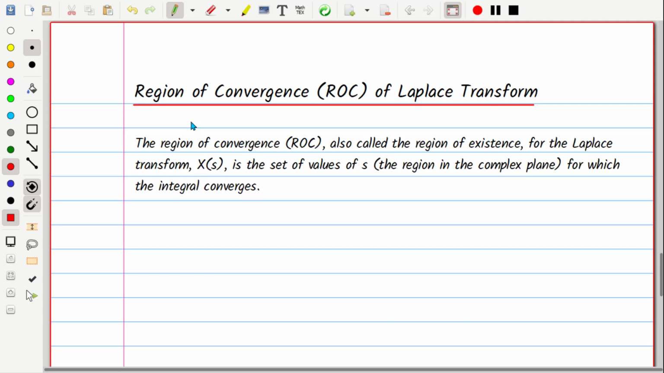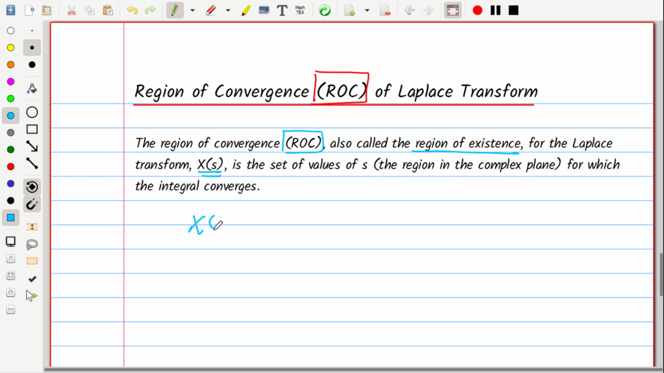In the case of Laplace transform, the region of convergence, also known as ROC, is very important, right? We need to specify the region of convergence along with the Laplace transform in the case of bilateral Laplace transform. So what is meant by region of convergence? The region of convergence, or ROC, is also called the region of existence for the Laplace transform X of S.